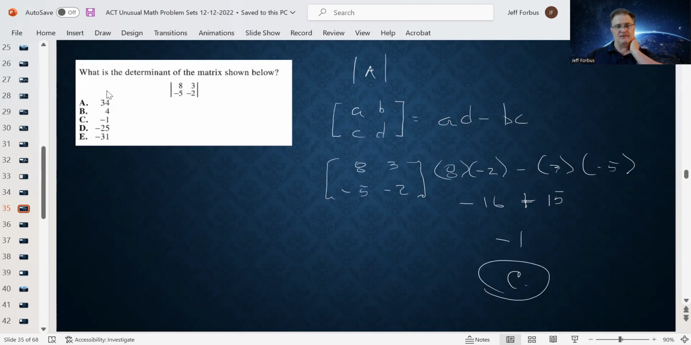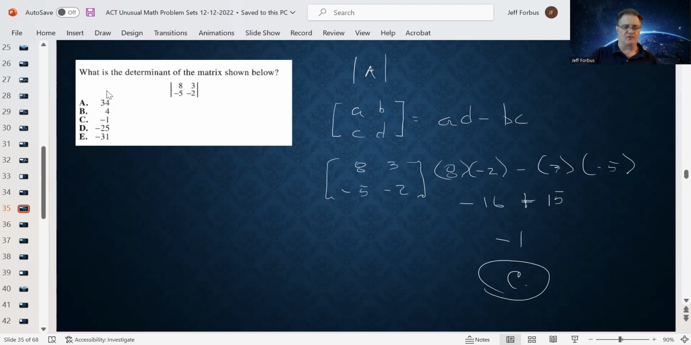This is the formula, AD minus BC. Be careful with your signs here, because this -3, this negative sign is associated with the 3. A lot of people make a mistake by not using the signs properly.